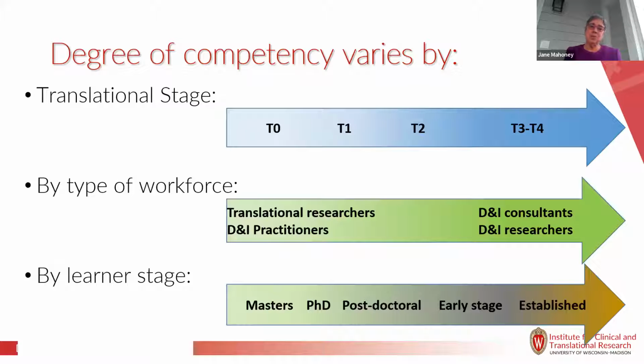Now, the degree of competency varies both by translational stage. So you would anticipate that T3, T4 practitioners would require higher competency and understanding of how to apply D&I principles and D&I science. By type of workforce as well, translational researchers may have less, but D&I consultants and researchers may have need for higher or more intense degree of competency, and then by learner stage as well.